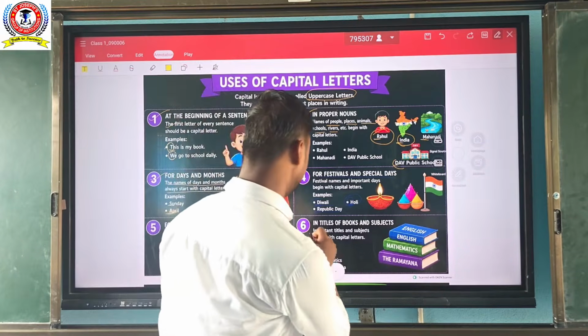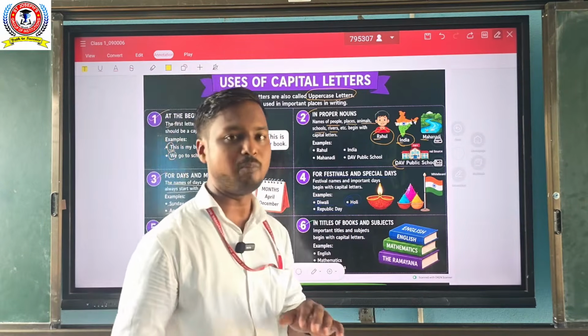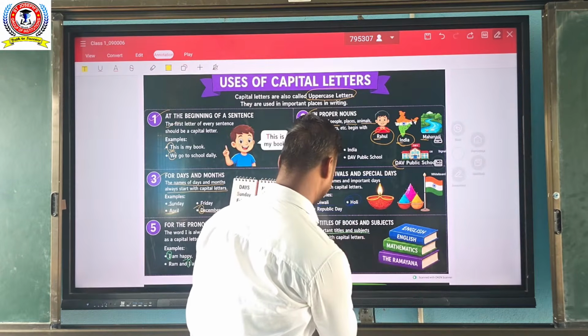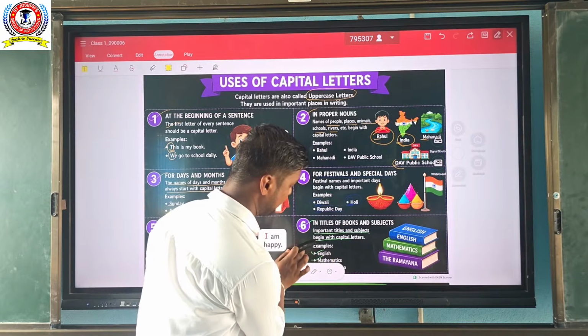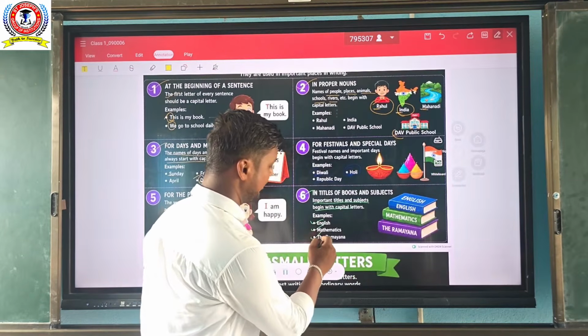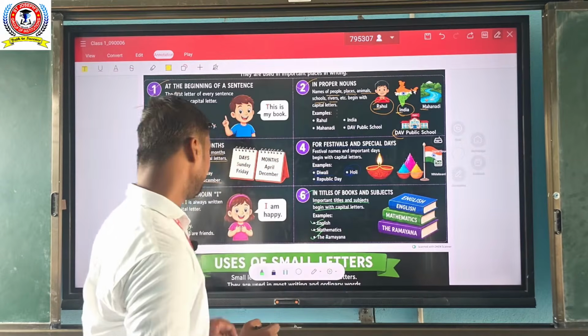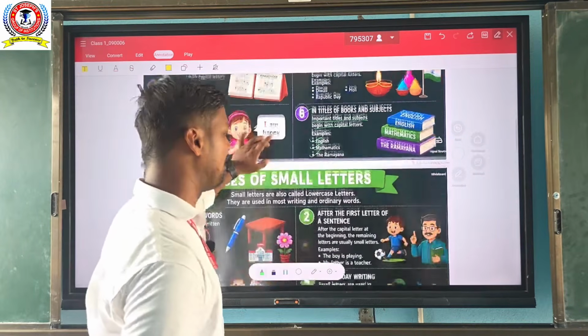And then you can see in titles of books and subjects, you have so many books, and important titles and subjects begin with capital letters. For example, English, Mathematics, the Ramayana. You can see that the first letter must be capital. Okay. So then we are going to know about the use of small letters.